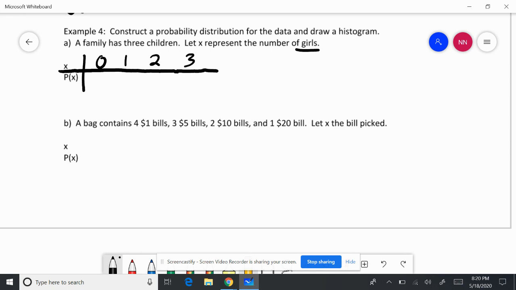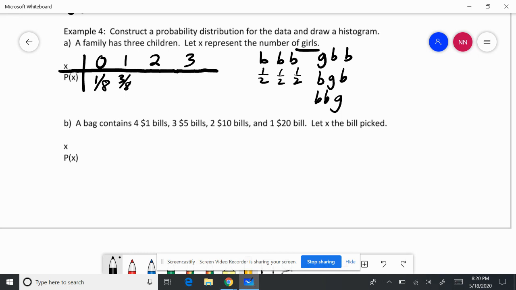If you have 0 girls, that means it's boy, boy, boy. We're going off the probability of a half, and so that gives us 1/8. Now, another possibility, 1 girl. That would be girl, boy, boy. That would also be 1/8. The problem is that it could also be boy, girl, boy, or it could be boy, boy, girl. So there's 3 possibilities, and since we know the probability of each one is a half, that would be 3 out of 8.